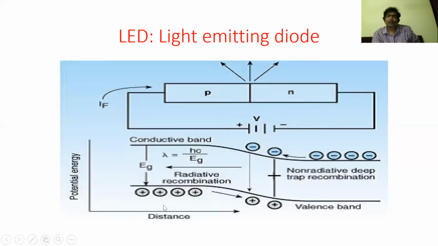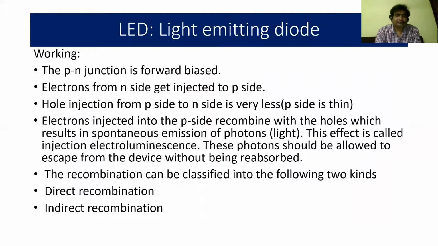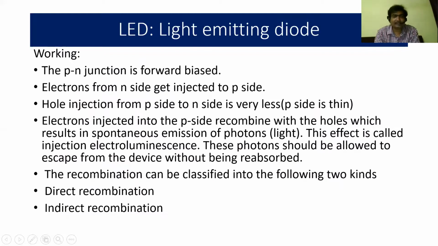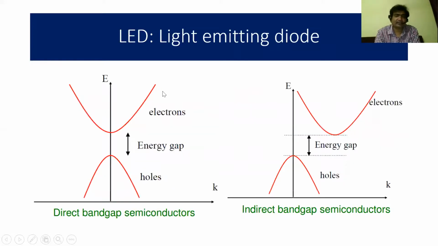Similarly, the hole entering into the valency band of the n region recombines with electrons in this n region and emits photons. In this way, light is generated from the LED. The recombination can be classified into two kinds: one is direct recombination and another is indirect recombination. First, let us see what are direct band gap semiconductors and what are indirect band gap semiconductors, which allow these two kinds, direct and indirect recombinations.